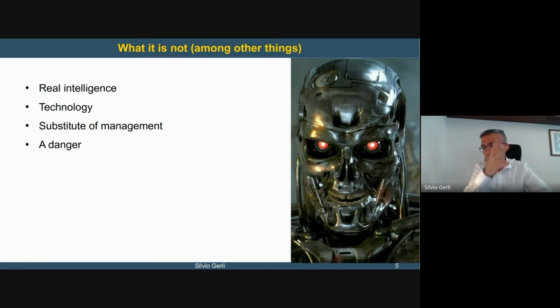What is and what is not artificial intelligence today. For me, it's a very important point. It's not real intelligence. It lacks a lot of human capabilities that are important to lead new projects, for instance fantasy, something new, real lateral thinking, and so on. It is not a technology, because it's not a matter of hardware or software. It is a matter of models, statistical models. It is a matter of statistics.